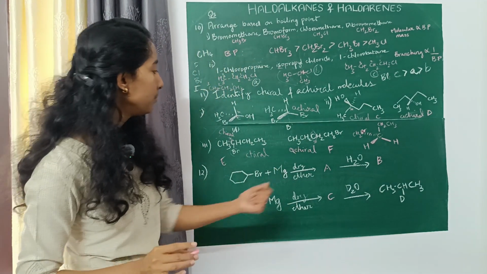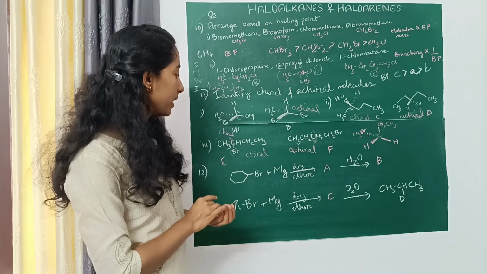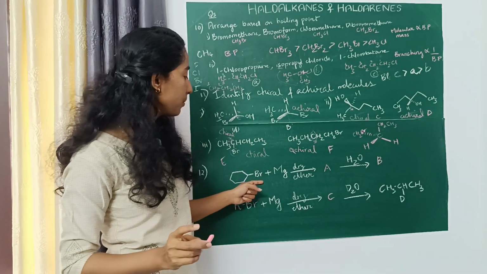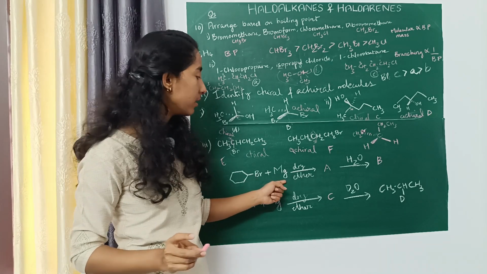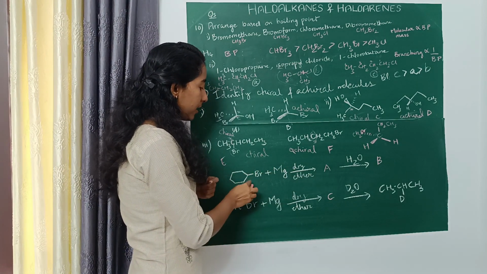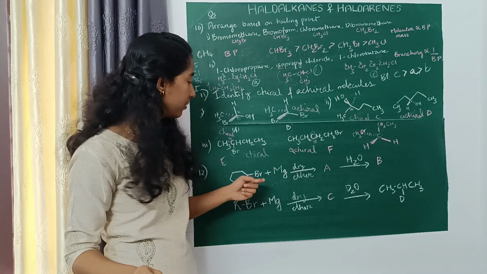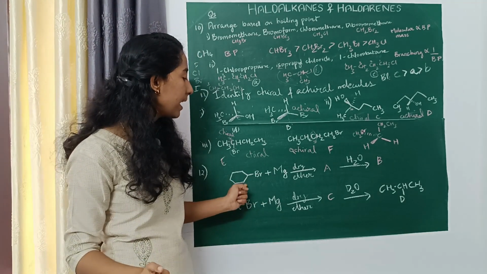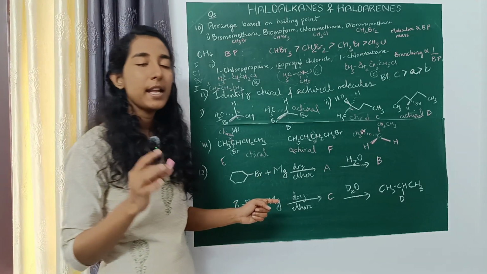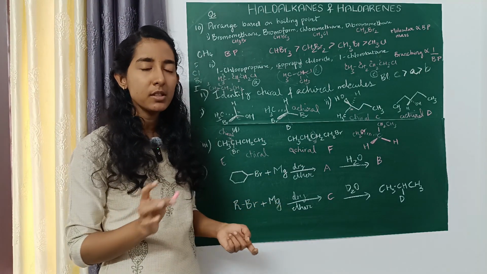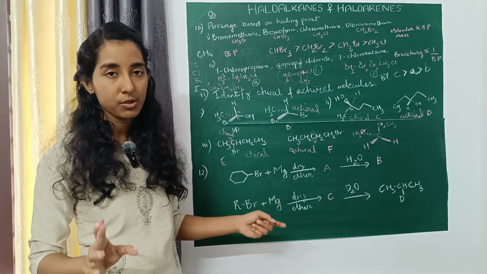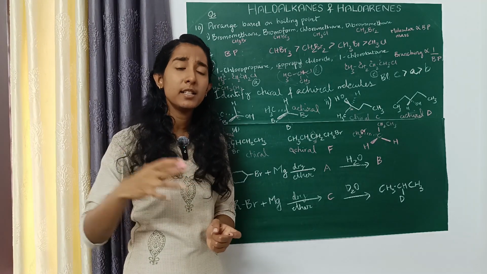And then moving on to the next question, here you have cyclohexane attached to bromine, and then Mg, dry ether. Basically this is an alkyl halide, right? When you treat an alkyl halide with magnesium in the presence of dry ether, what you get is a Grignard reagent. Grignard reagent is a very important reagent. You can use it to perform various reactions. So this is an important reaction. We will be discussing it, and you will be learning it in the next chapters.